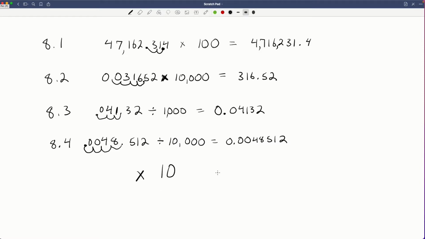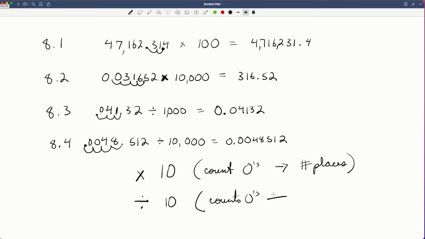So remember, when you multiply by a 10 number or any number with zeros, we count the zeros, right, and then move to the right that many places, the number of places. When we divide by 10 or a number thereof with zeros, we count the zeros and move to the left that number of places. All right, and that is how we would solve these problems. We multiply, we move to the right. We divide, we move to the left.